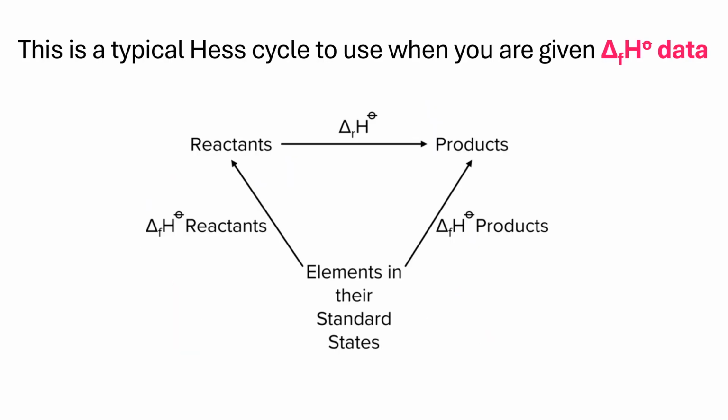So this type of Hess cycle is the one you use when you're given delta FH data. So imagine your direct route across the top. You have your reactants, then an arrow pointing from left to right, then your products. So that direct route can't be measured, so you come up with an indirect route.